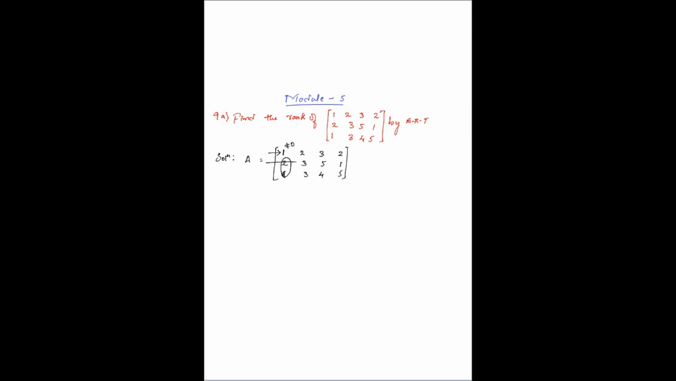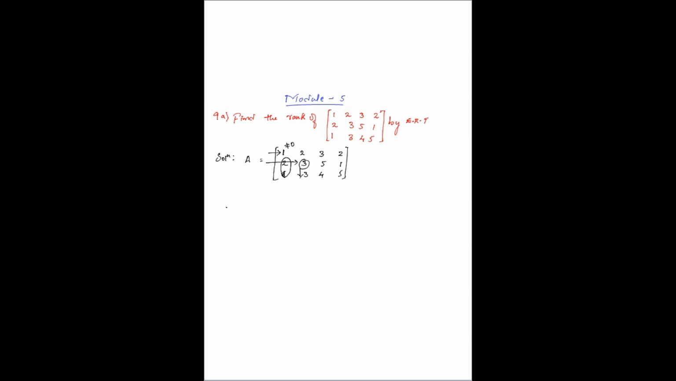Then the second row second element will be called a leading entry. Make this non-zero and make the entries below it 0. So the diagonal elements should be leading entries equal to 1 to find the rank of the matrix. The number of non-zero rows gives the rank of the matrix.